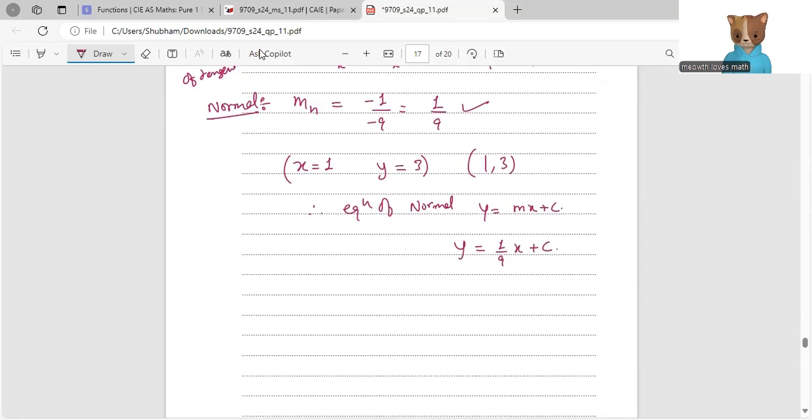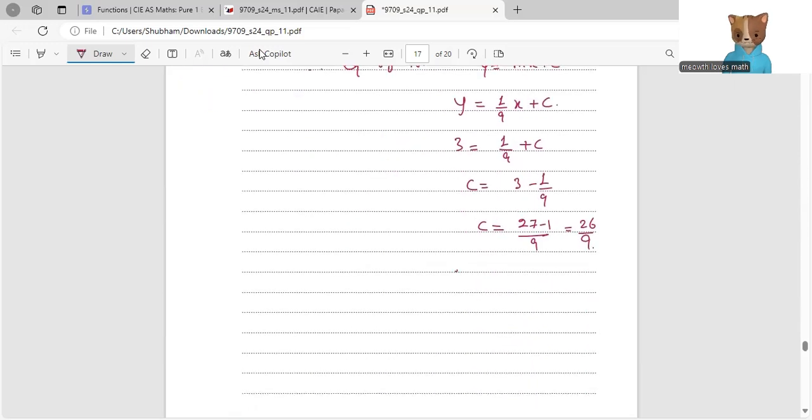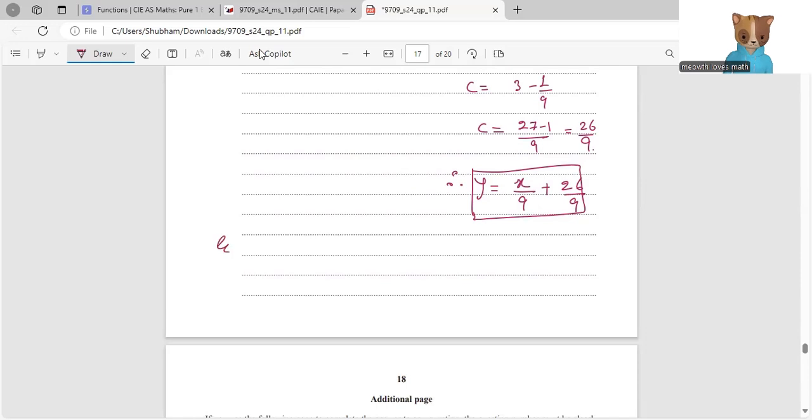And then just plug in this point when x is 1, y is 3. So we get the value of c as 3 minus 1 by 9. Therefore, c is equal to 27 minus 1 over 9, which is 26 by 9, right? And therefore, y is equal to x by 9 plus 26 by 9. This is the equation for the normal. Now we have to find the equation for the tangent.